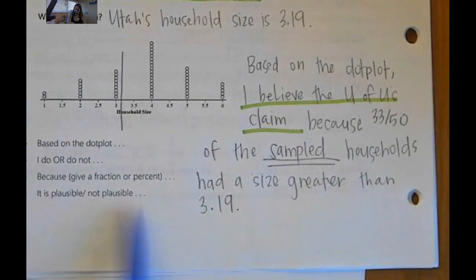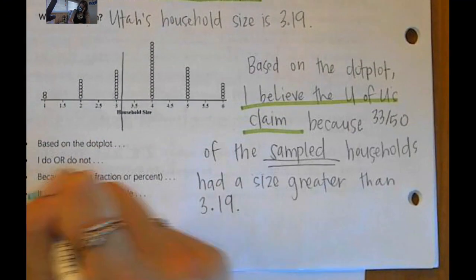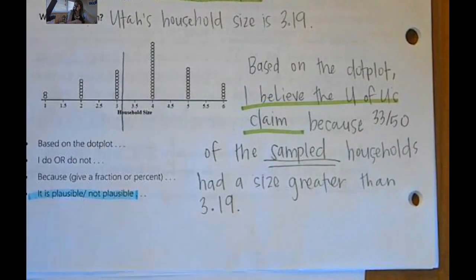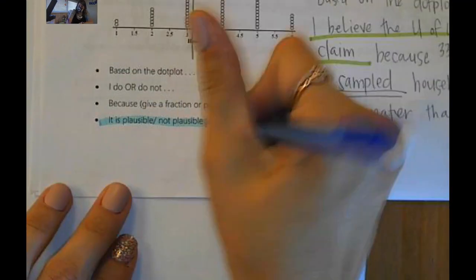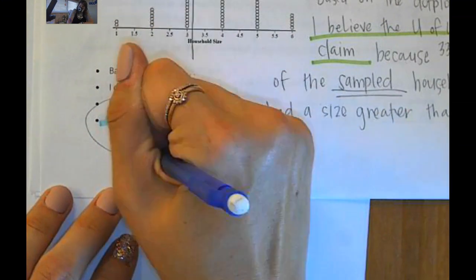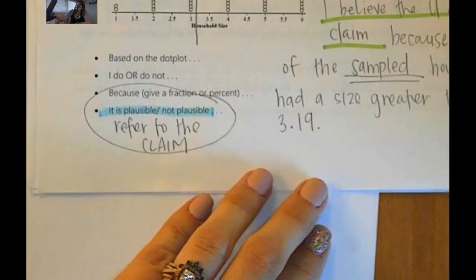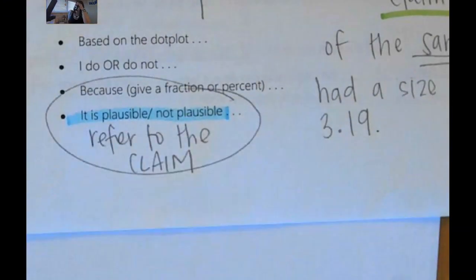So the last thing that it asks us to say is make a statement on whether the claim is plausible. I'm going to highlight that and make sure that I know. When it says, is it plausible or not plausible, they are specifically referring to the claim. And that's why I have you guys identify it before you write your response. So your last sentence where you decide, is it plausible or not plausible, you are referring specifically to the claim.